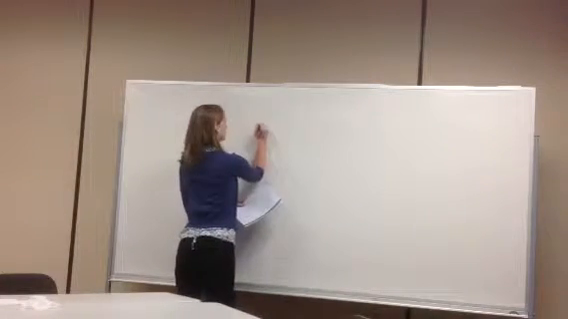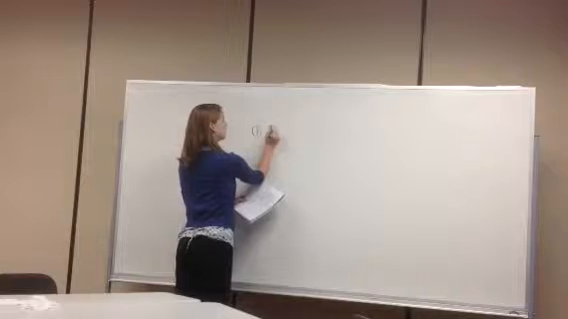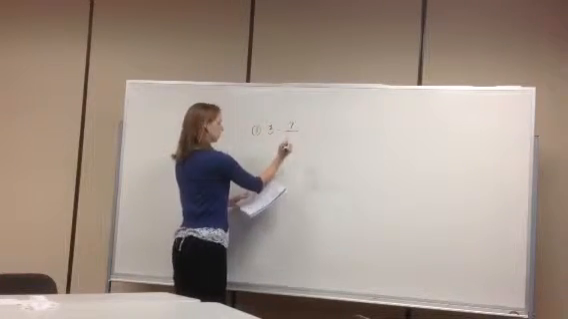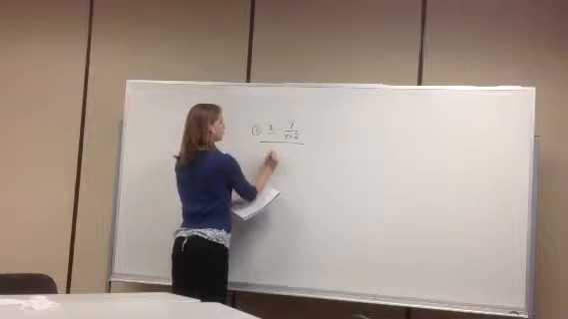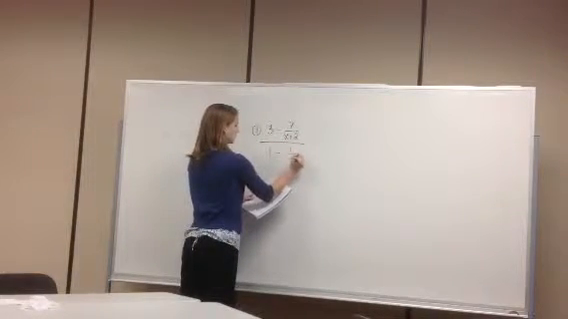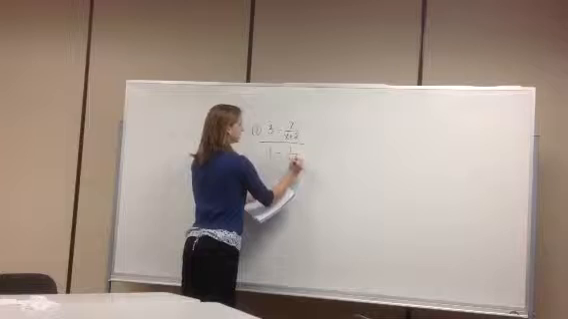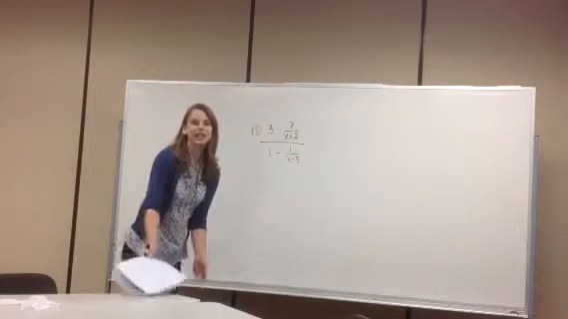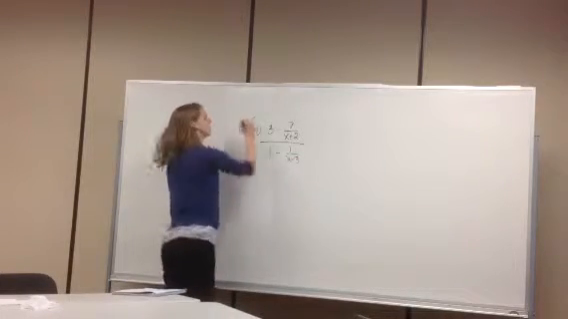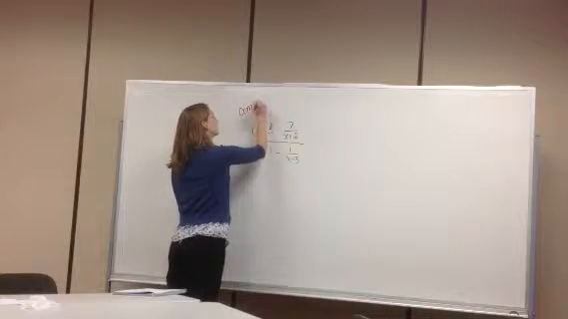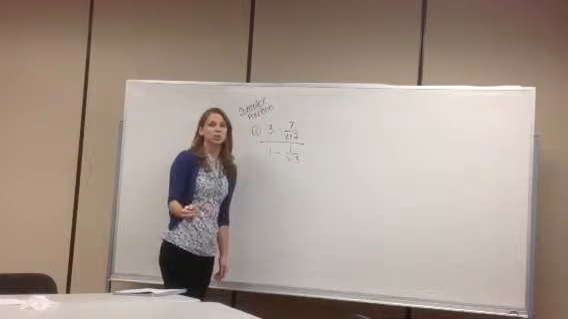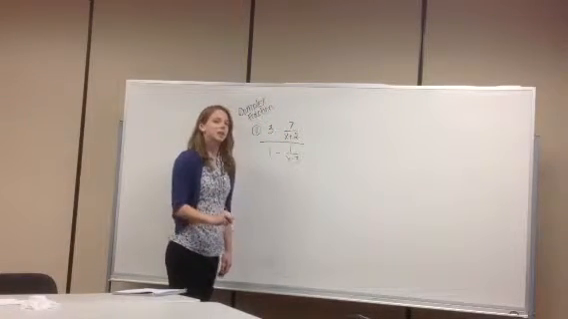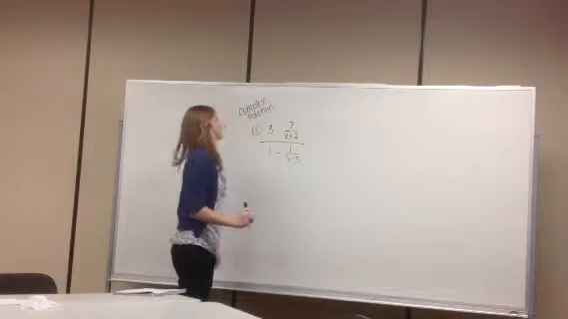First problem. 3 minus 7 over x plus 2 all over 1 minus 1 over x minus 3. So this kind of problem is called a complex fraction, sometimes referred to as a compound fraction. I'm going to show you how to simplify it the best that we can.